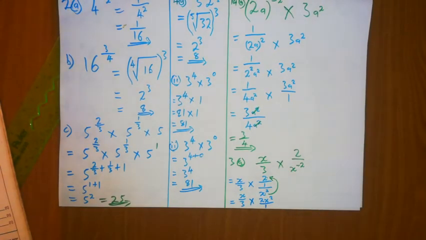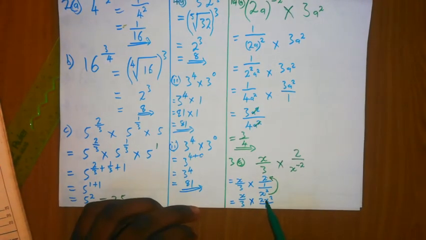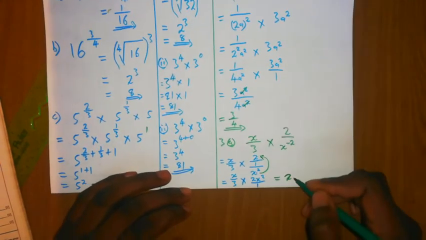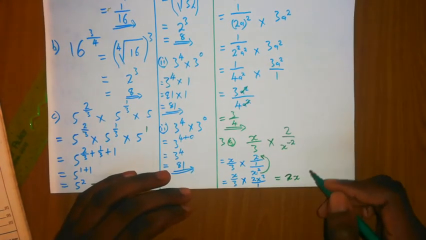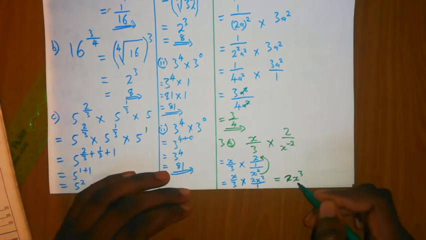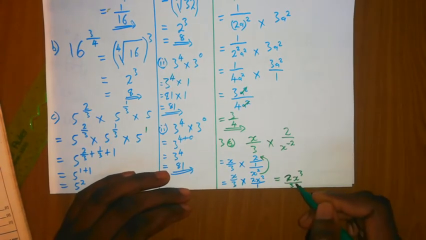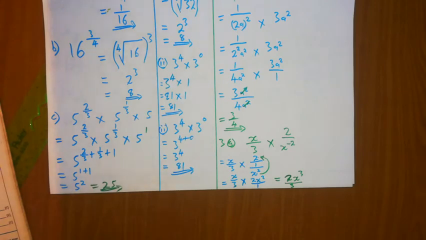So I'm now moving on to my final answer. I'm going to have x times 2x squared, that's equal to 2x to the power of 3 over 3 times 1, that's a 3. So that is my final answer. I'm done there. Let's move on to the other question.